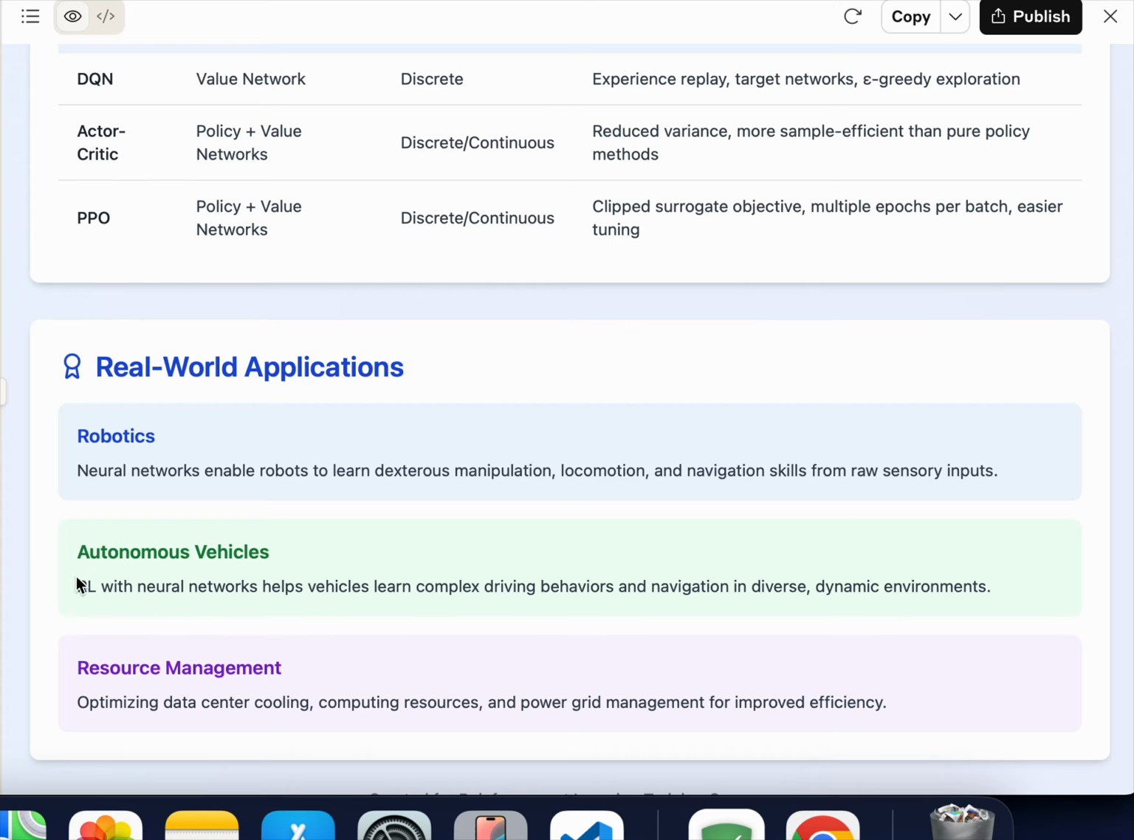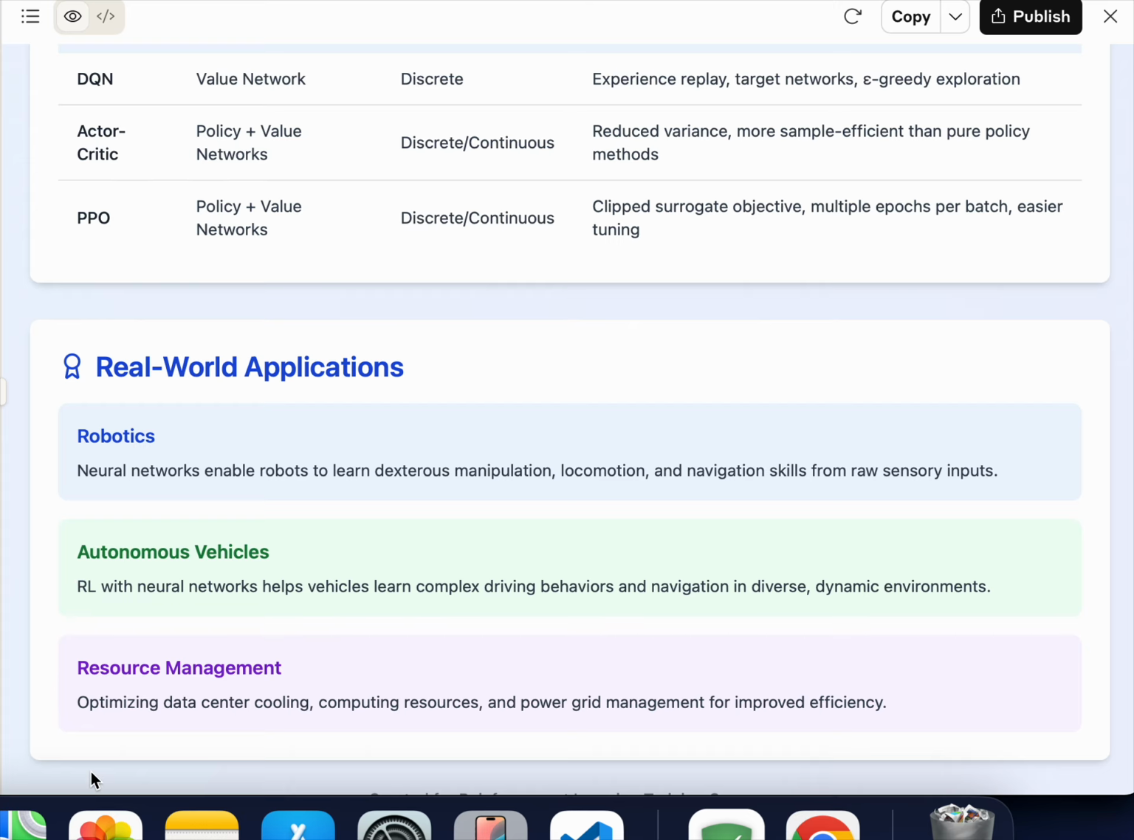And next, autonomous vehicles. Here, reinforcement learning helps with decision making in complex driving situations. The vehicle needs to plan its path, avoid obstacles, and respond to changing environments, all based on continuous input data. Neural networks make that possible.